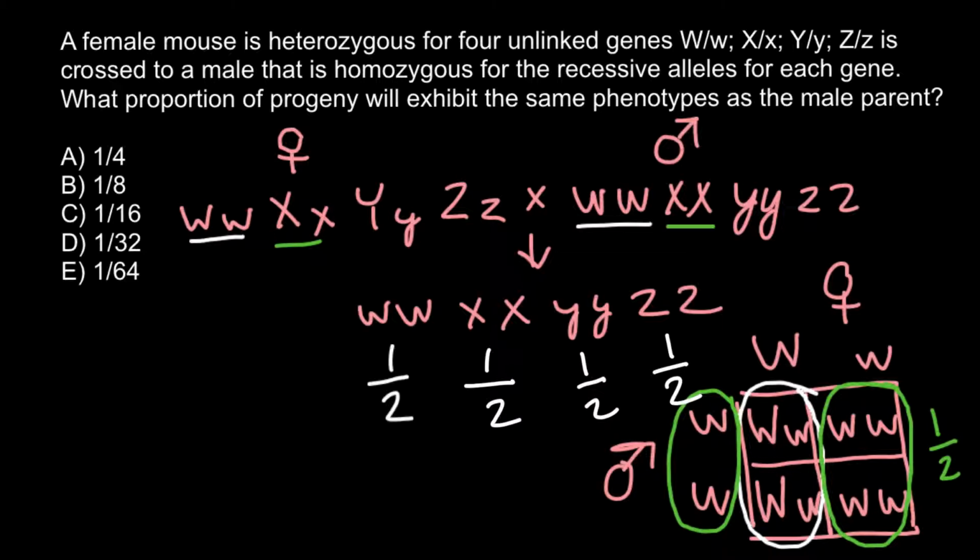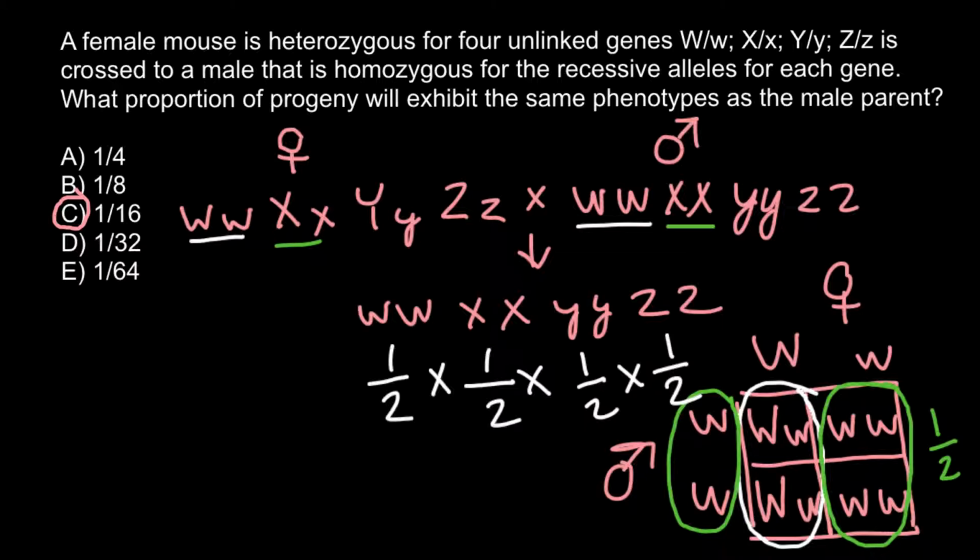And because all these genes are independent, we have to multiply all these independent probabilities in order to get the probability for the progeny to be of this genotype. The probability would be 1/2 multiplied by 1/2 would be 1/4, multiplied by 1/2 would be 1/8, and multiplied by 1/2 would be 1/16. So as you see, the correct answer would be answer C.